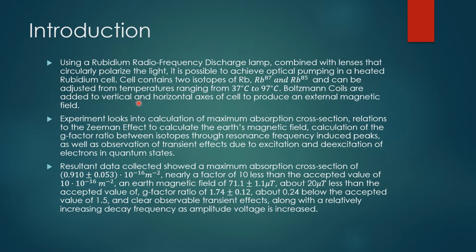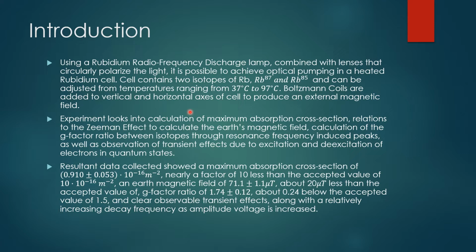So we're going to be looking to use a rubidium radio frequency discharge lamp combined with lenses that will circularly polarize our light, as well as a heated rubidium cell to achieve our optical pumping. The cell contains two isotopes, rubidium 87 and rubidium 85, and it can be adjusted from temperatures of 37 to 97 degrees Celsius. Helmholtz coils are also added in the vertical and horizontal axes to produce an external magnetic field.